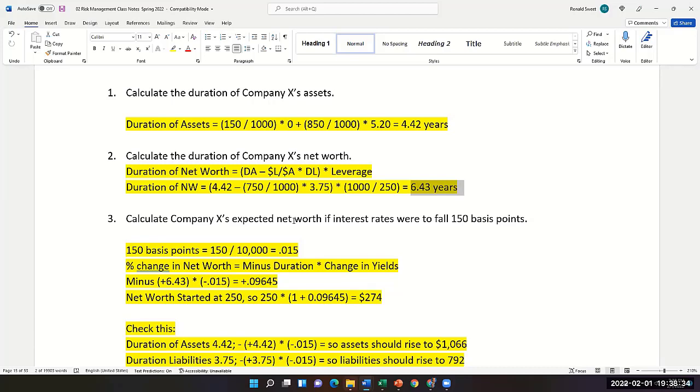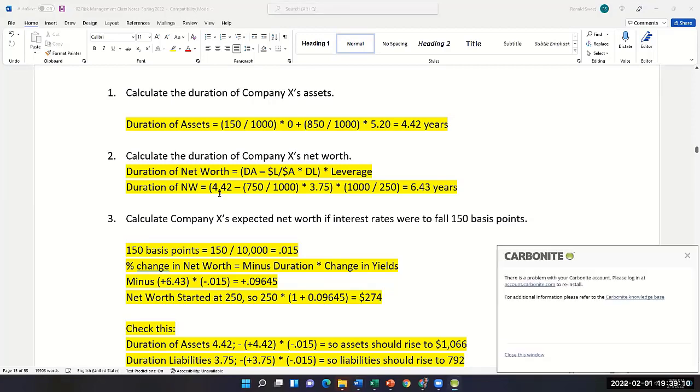So how do we get a duration of net worth of 0? To get a duration of net worth of 0, you have to make this inside part equal to 0. One thing you'll notice is that you don't get the duration of net worth to 0 by having the duration of assets equal the duration of liabilities. That doesn't work because there are more assets than liabilities. So for the duration of net worth to be 0, your duration of liabilities would have to be longer than your duration of assets, because you have more assets than liabilities. All right, so we'll see that. You don't get the duration of net worth to 0 by just moving the duration of assets down to 3.75 or something.